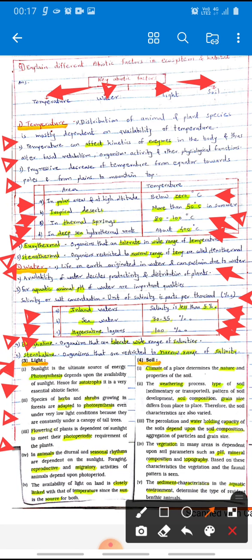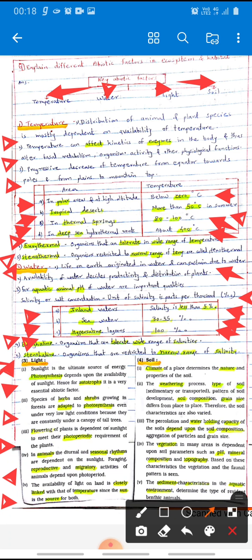Flowering of plants depends on sunlight. In animals, seasonal rhythms depend on sunlight. Their reproductive and migratory activities depend upon photoperiod, meaning light. The availability of light on land is closely linked with temperature because the sun is the source of both.